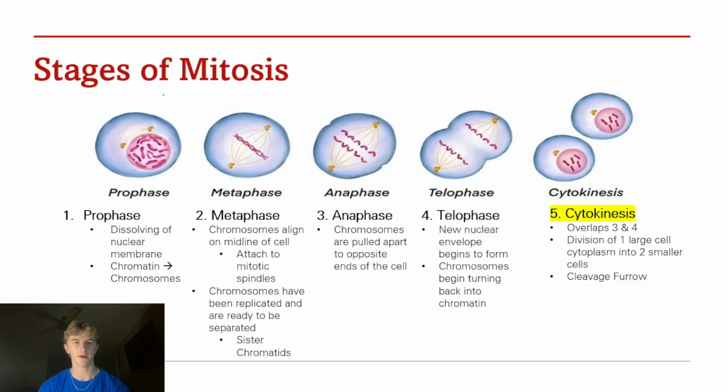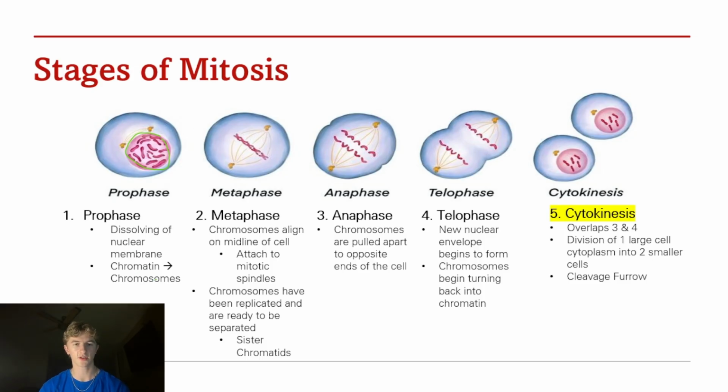So let's break down all these stages of mitosis. First, the first phase is going to be prophase. In prophase, we're going to see two main things: the dissolving of the nuclear membrane and chromatin being turned into chromosomes. So first of all, let's talk about the nuclear membrane. The nuclear membrane is simply this circle around the cell. So this is our nucleus, and it contains the chromosomes / chromatin. And basically, we're going to see the membrane around this begin to dissolve, allowing the chromosomes to be free-floating in the cell.